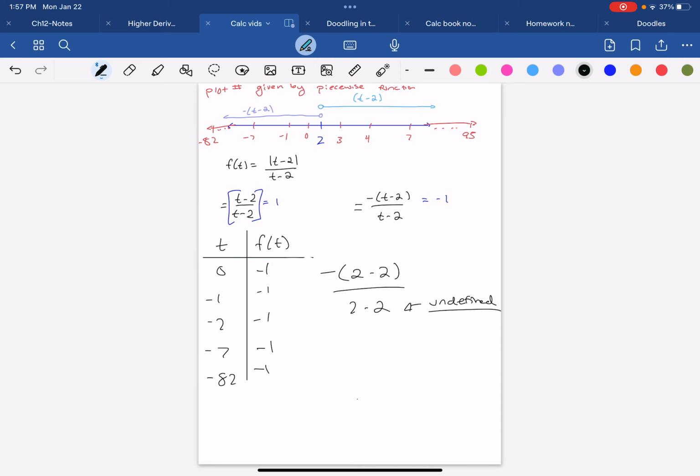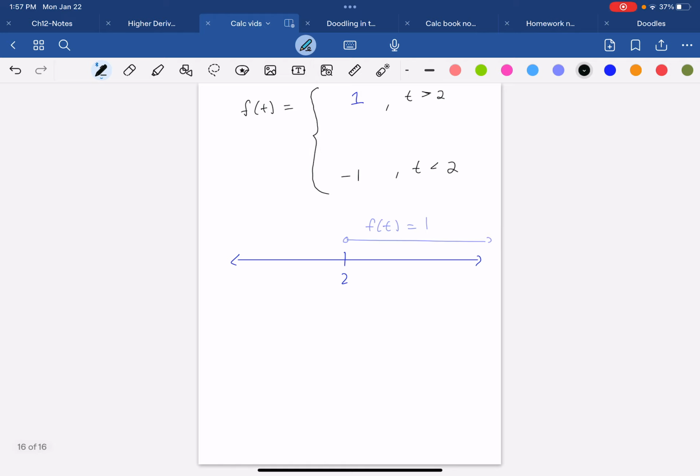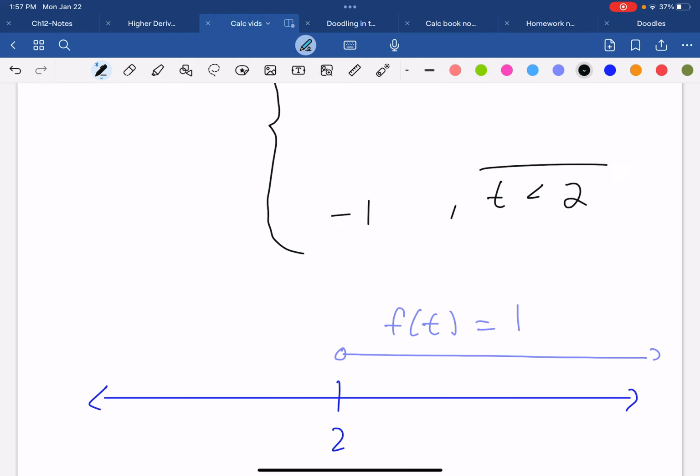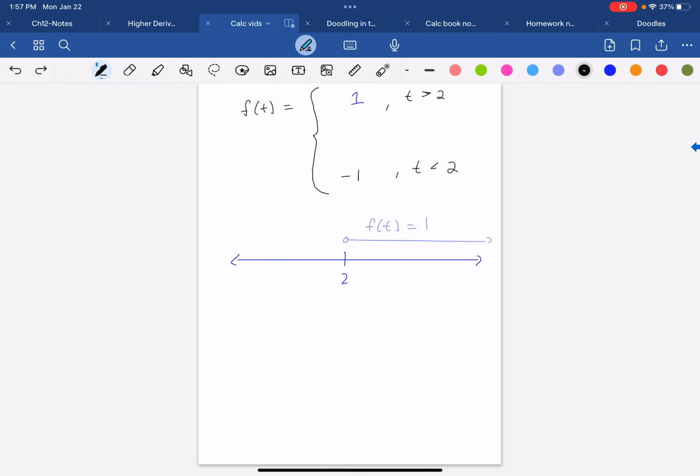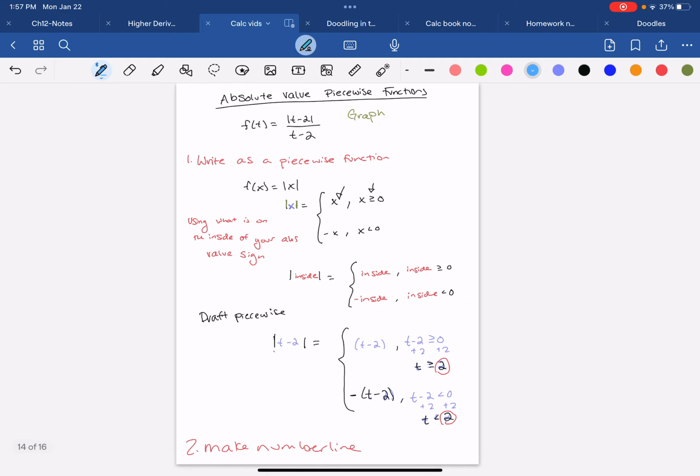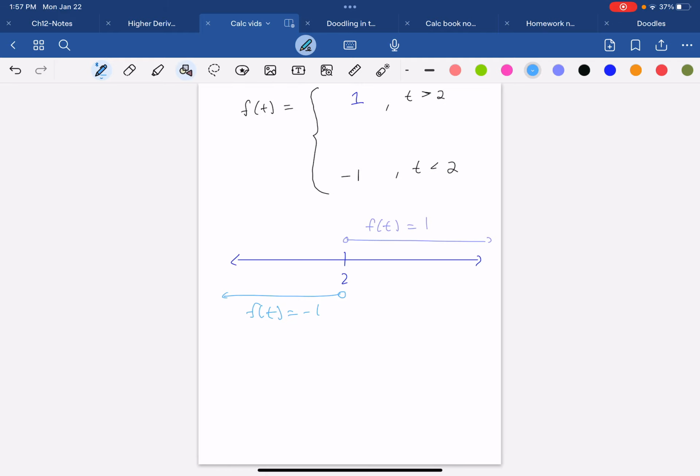And so since this is undefined, this is going to stay written exactly like that. And then again, in the numerator, you're just going to have no greater than or equal to. It's just going to be greater than. And so now coming back to our graph, when it is not equal to 2 but less than 2, our f of t value is equal to -1. So now finally getting to the point where we can graph this.